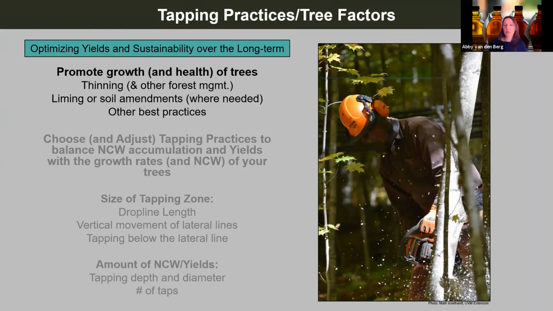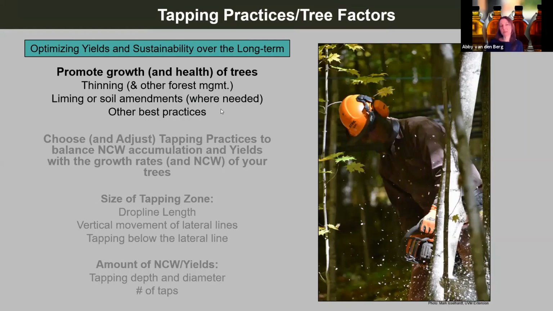The longer those trees that need to be culled are there and in the way, yes, you might be getting a modest amount of sap from them, but you will be basically hampering the rapid growth and health of the trees that you're really getting most of your sap yields from. In some places, promoting growth and health may require or be helped by liming or other soil amendments, but this is really only where it's needed.